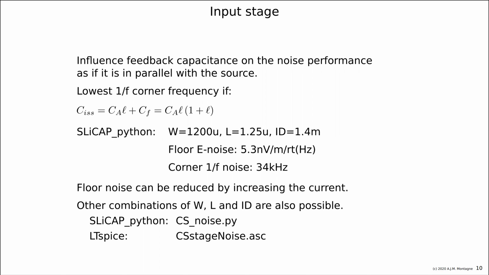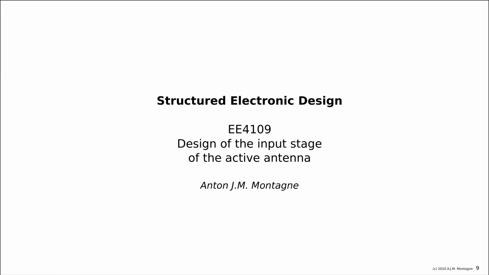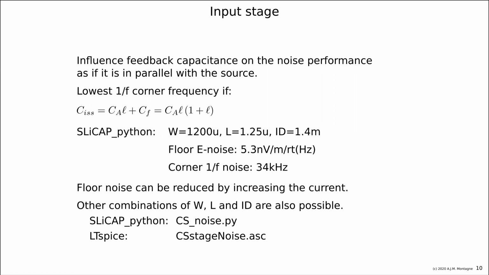And I hope you remember that with this structure, it is as if CF is in parallel with the input of the amplifier. So in parallel basically with the source impedance CA times L. And this we have to account for, of course, during design.